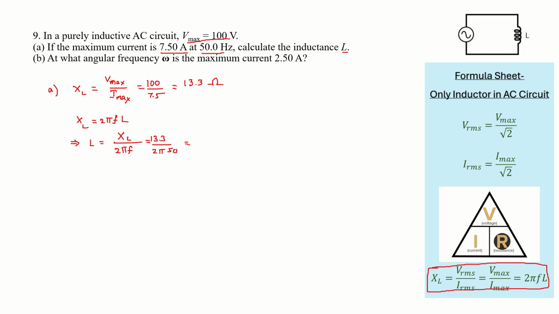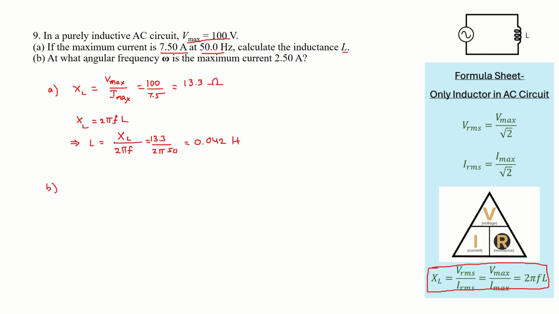So the answer is nearly 0.042. So inductance, the SI unit is Henry. Now move on to the B part.